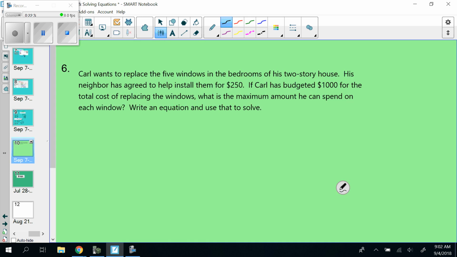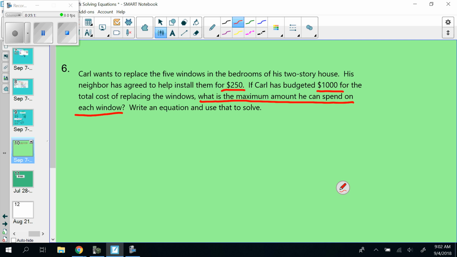All right, Carl wants to replace the 5 windows in the bedroom of his 2-story house. His neighbor has agreed to help him install them for $250. Again, look for that important information as you go through. Carl has budgeted $1,000 for the total cost of replacing the windows. What's the maximum amount he can spend on each window? A lot of times this question is one of the most important things, because that's telling you what they want you to find. What is the maximum amount you can spend on each window?